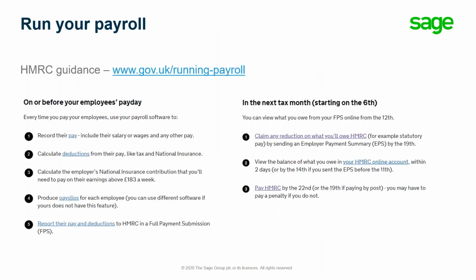So that's the pay run complete. Just a quick reminder of that guidance from HMRC. Just make sure we've covered those 5 steps. So we recorded the pay using the enter payments routine with our various pay elements.